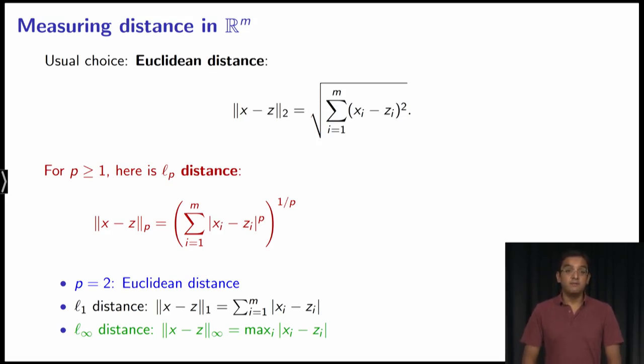So when you plug in p equals 2, for example, you just get back the previous formula for Euclidean distance. But when you plug in a different value of p, like p equals 1 for instance, you get a different distance function. For p equals 1, you get L1 distance, which is something that is also used a lot in machine learning.